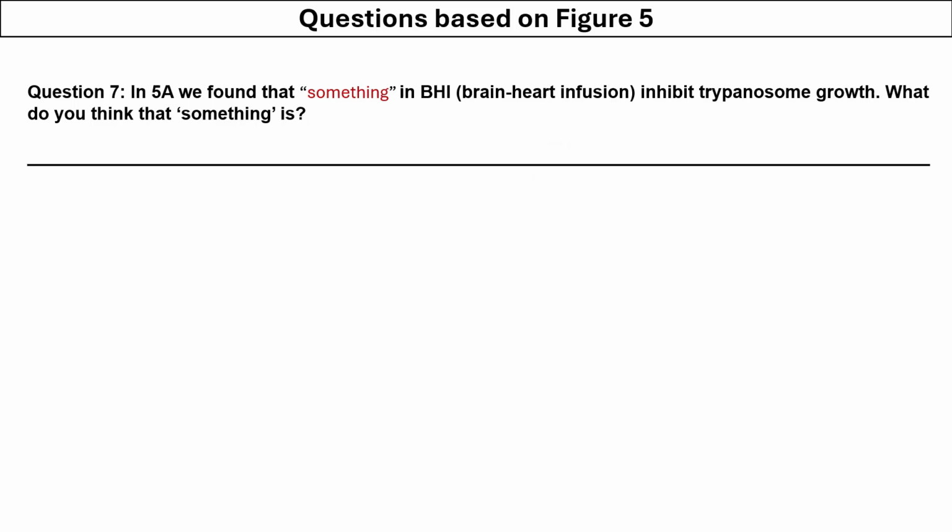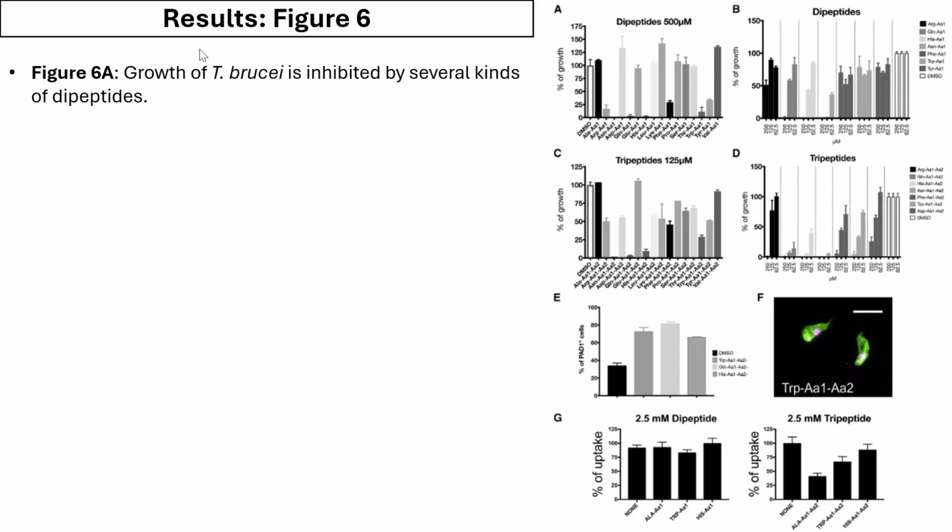What was that something in the brain heart infusion that could have led to decrease in trypanosome growth? Although if you have heard the video carefully, we already have concluded what that something could be. In figure 6, researchers will use synthetic dipeptides or tripeptides to understand the chemical nature of the oligopeptides, which have significant effect on the growth of trypanosomes.